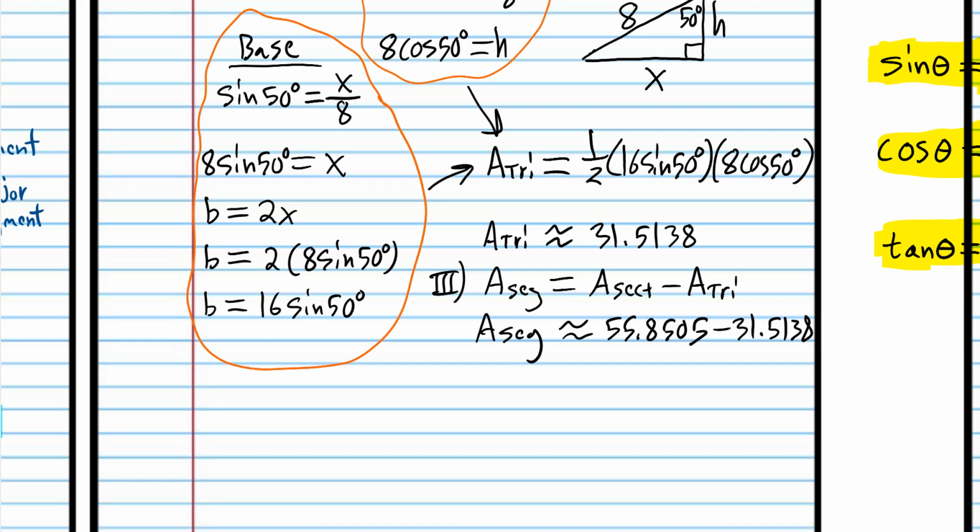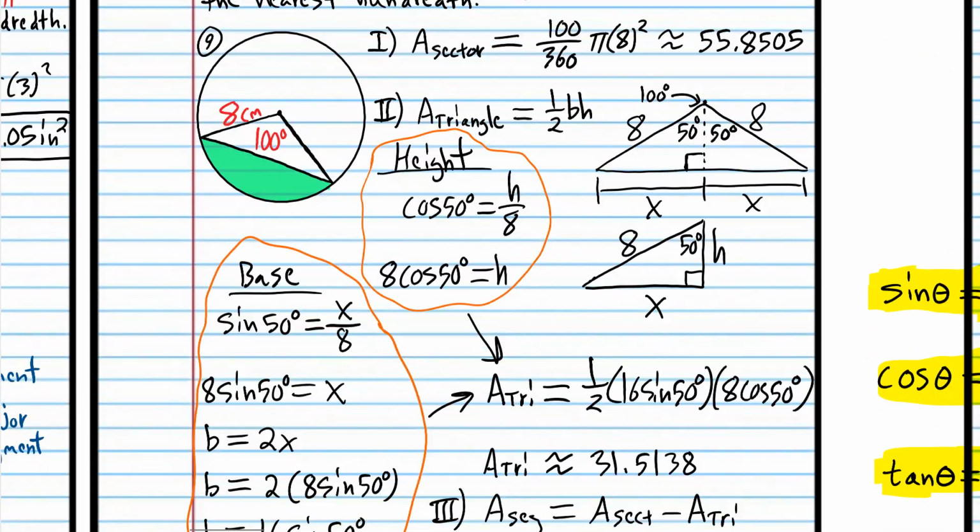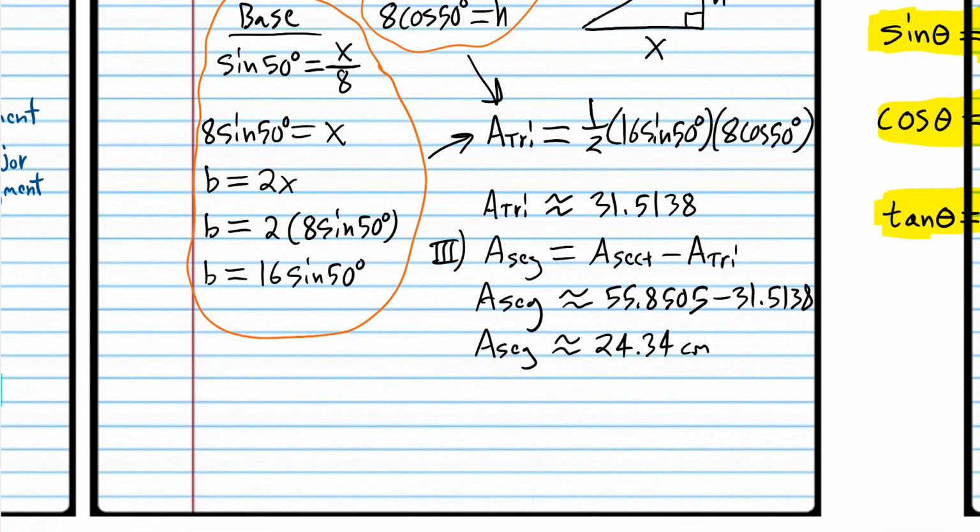And you can keep the number that we just found in and just subtract 55.8505. And you'll get a negative number, but you can just change it to positive. So the area of the segment, rounding to the nearest hundredth, would be 24.34, and the unit is square centimeters.